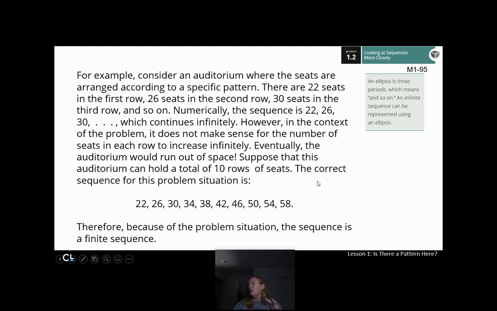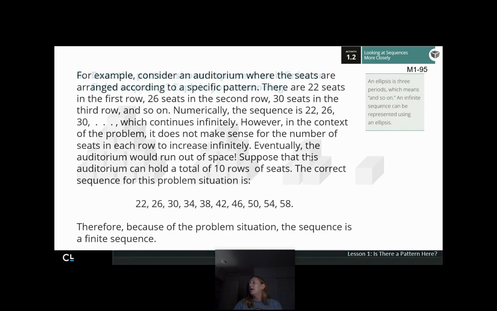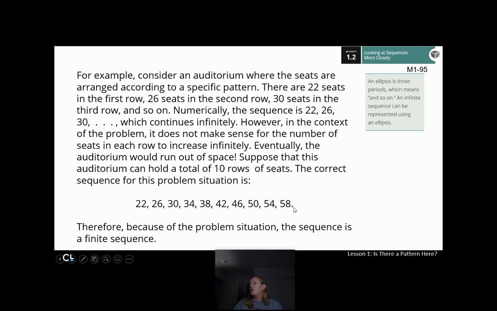So with this in mind, the whole idea of infinite and finite, all that good stuff. By the way, have you seen when it goes forever and you see that ... on the end? Do you know that has a name? I love this little trivia off to the side. It's called an ellipsis. An ellipsis is 3 periods, which means and so on. So often when we see an infinite sequence, you'll see that ellipsis, those 3 dots that tell us that it goes and goes forever.